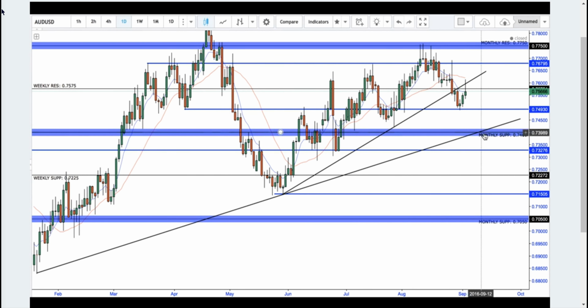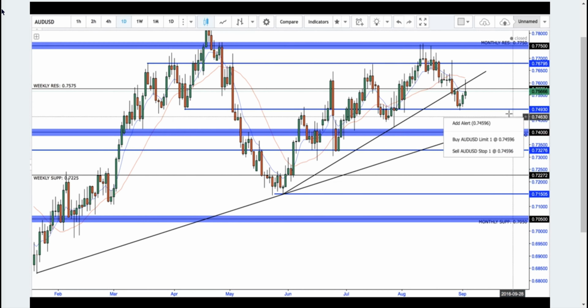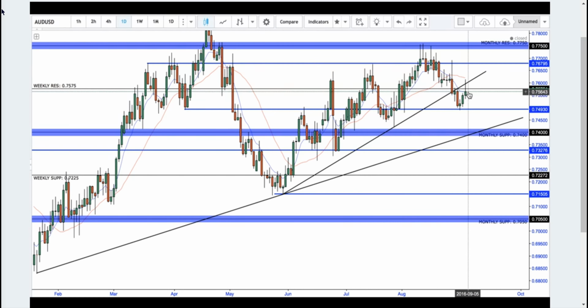Outer breaks, boom, this thing's gone. So what we can see confluence-wise for maybe Aussie rolling over is that it could come down and tap on our monthly support 7400, and it could also tap on our outer trend line. What it does from there, we have to sit back and wait.